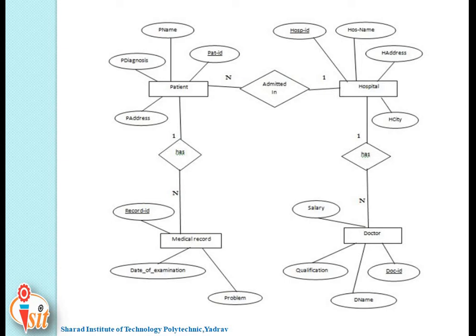How? Like a number of patients will be there in a single hospital. The last one is, hospital and doctor have which type of relationship? There is a one to many relationship, one hospital has many doctors for different diagnosis of the patient. That's why here it's a one to many relationship.